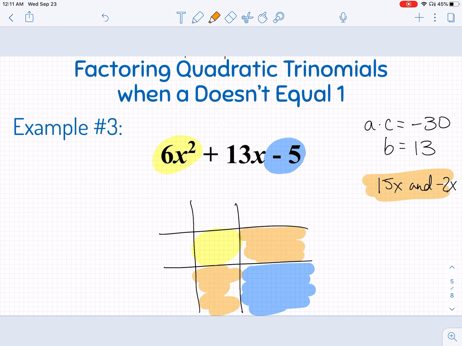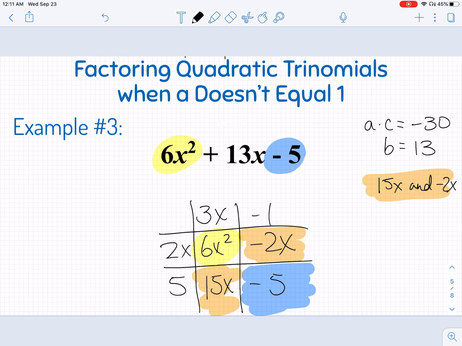And then we're going to fill in our spots. We're going to say this is a 6x squared, this is a negative 5, and then the 15x and the negative 2x is totally your preference which spot they get. And then we're going to find the GCF of each row and each column. So 2x, 5, 3x, and negative 1. So we can say that 6x squared plus 13x minus 5 is equivalent to 3x minus 1 times 2x plus 5.